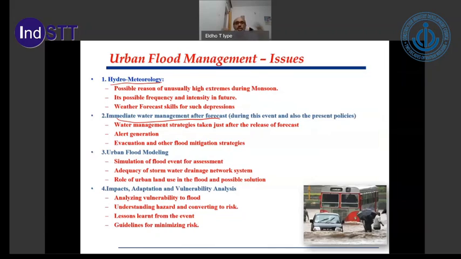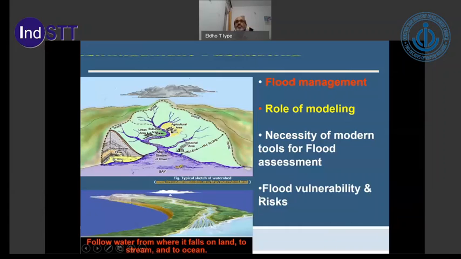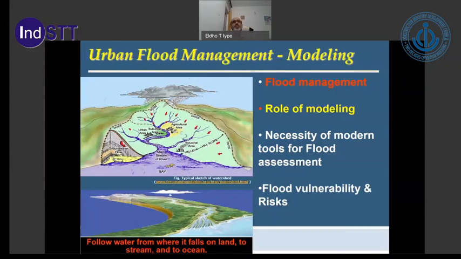And then we need to look into impacts, like what will be the flooding impacts, what kind of adaptation and what kind of assessments can be done. So these are some of the major issues as far as urban flood management is concerned, especially in terms of smart city development. When we talk about urban flood management, flood simulation, flood modeling is very essential. So the role of modeling is very, very important.